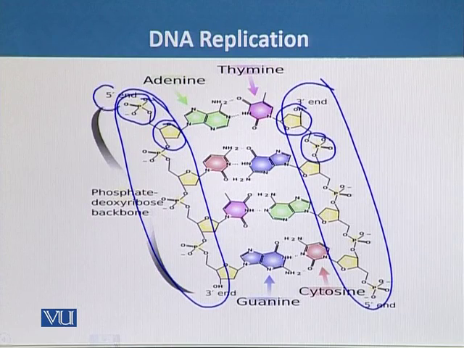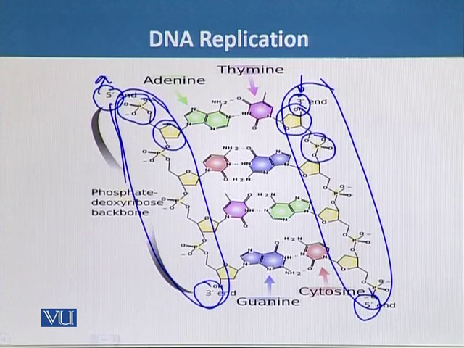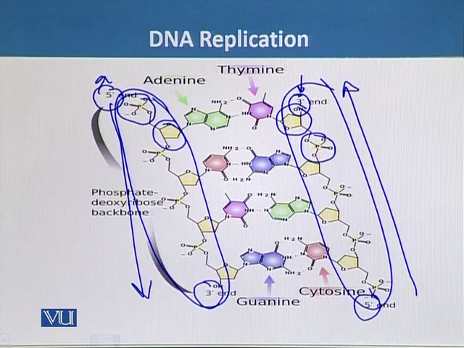Here we can see 5' at this point and 3' in the opposite direction. But when we see the other side of the backbone, we see here 3' and in the opposite direction 5'. So 5' here, 3' here. It means that this strand is moving in this direction and this strand is moving in this direction. So these two strands are opposite to each other.